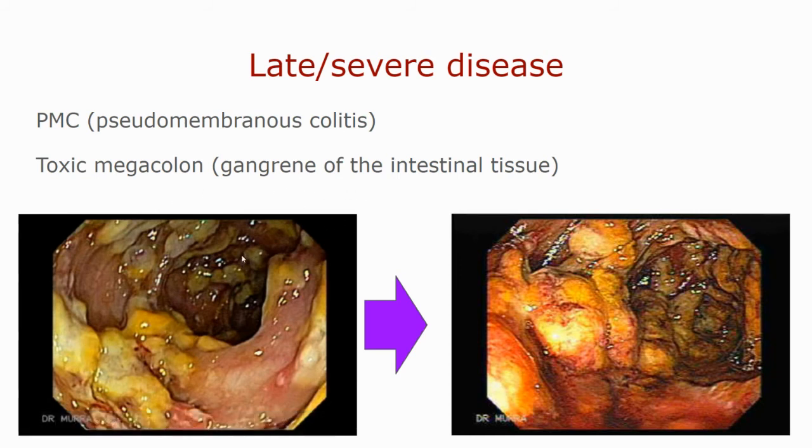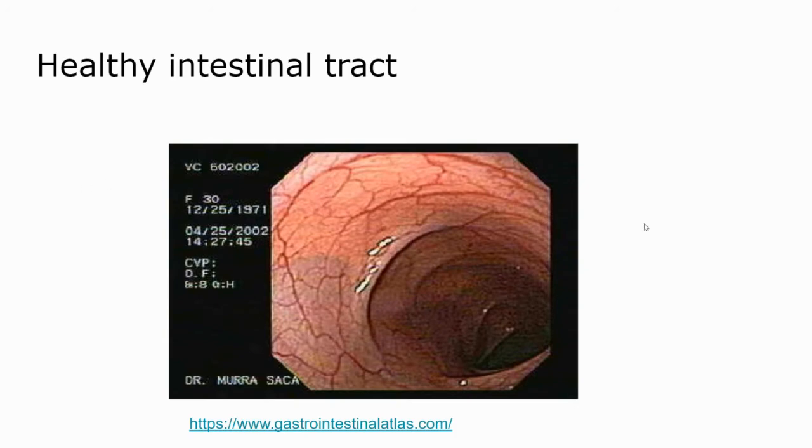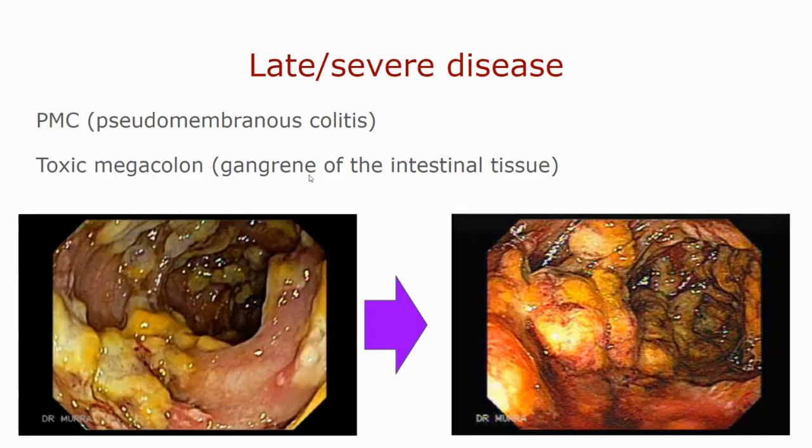And if this isn't treated, it might develop to toxic megacolon. And toxic megacolon is basically when this gets even worse. This is basically the worst thing you can get from C. diff besides death, because this can cause death. It's basically the gangrene of the intestinal tissues. And once tissue becomes gangrenous, it has to be surgically removed. There's no bringing back this dead tissue once it dies like that.